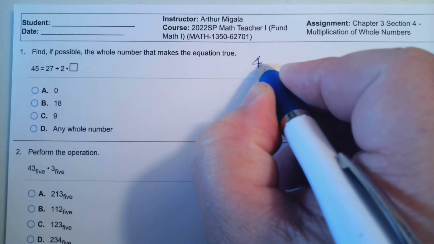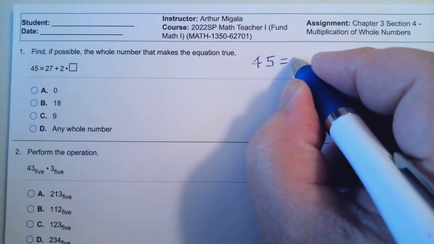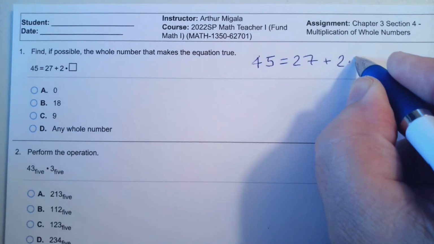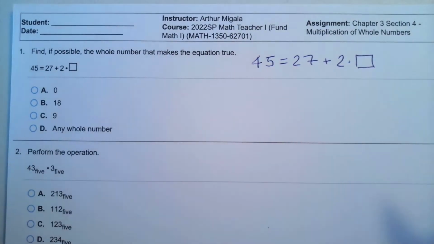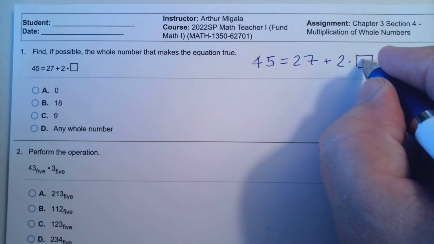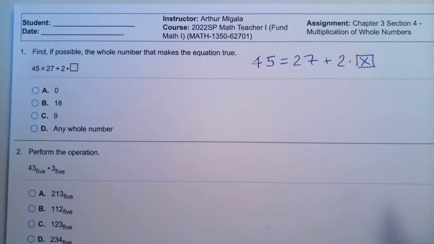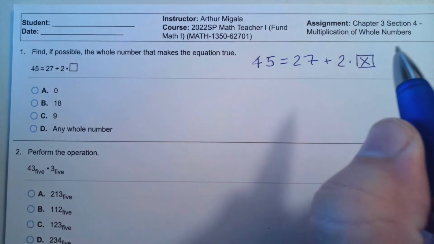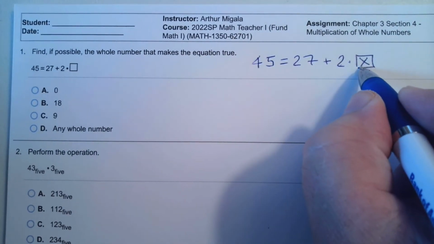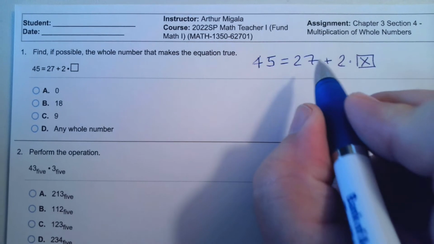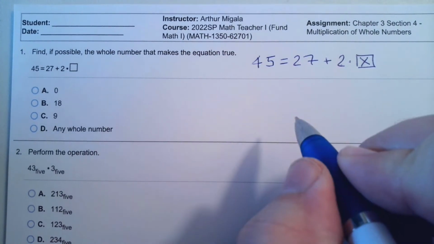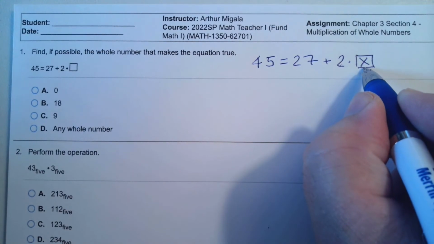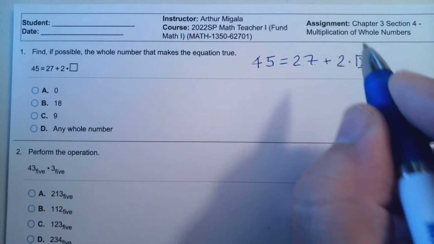So we have 45 equals 27 plus 2 times some number. So we have to solve, basically, this is x. So we have to solve for x. The process is reverse. In order of operations, it says you have to do multiplication and division first, so when we solve for something, you have to work backwards. The first thing you have to get rid of is anything plus or minus to the x. So we have to get rid of 27.